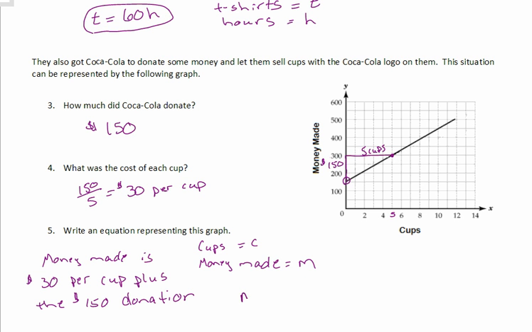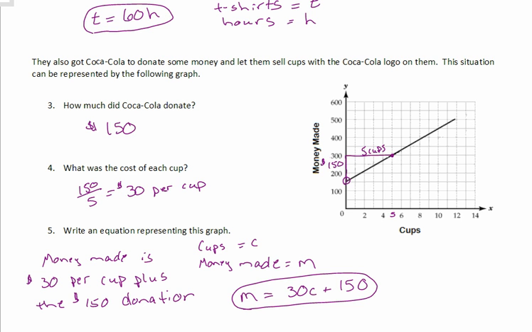Okay, so money made, we know, is equal to $30 per cup. So we have to multiply each one by that $30, plus the $150 donation. Okay, so again, writing equations, interpreting it from a graph or sometimes from a table, the best way to do it: look at it, understand what it's saying, write that in a sentence, and then translate.